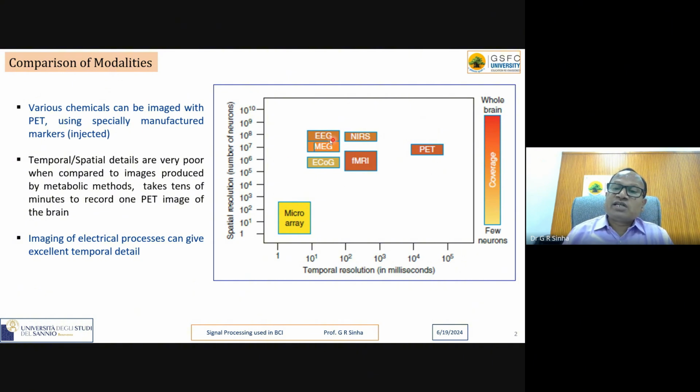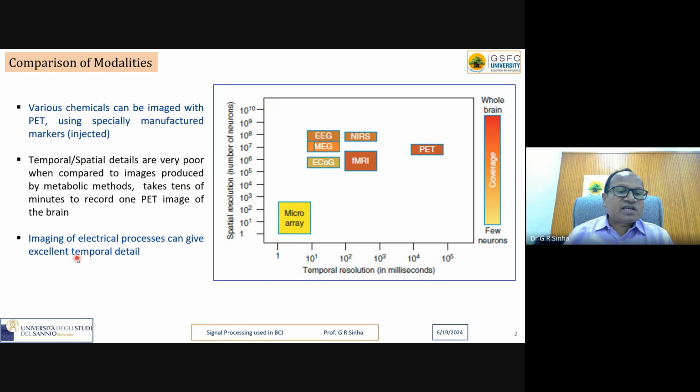When you say almost 10 to the power 2 milliseconds, it means 0.1 second is required to capture EEG, MEG or ECoG, almost the same. And this is a comparison of spatial resolution, that is, the distance between two adjacent points. So it is decreasing when you are using microarray. When you are using ECoG, I have already explained, it is semi-invasive, and it is highest in the case of EEG. So various chemicals can be imaged with PET. I have explained about PET. Temporal and spatial details are very poor when compared to images produced by this one here.